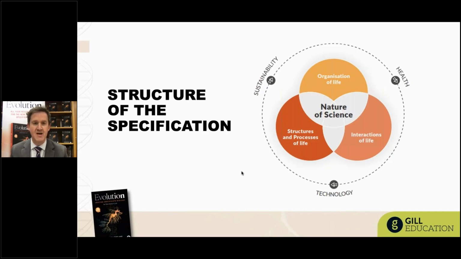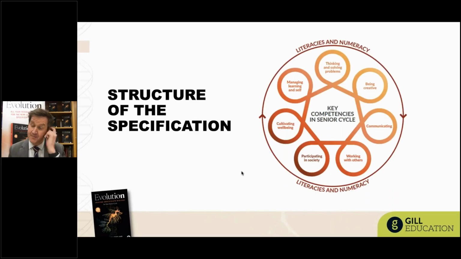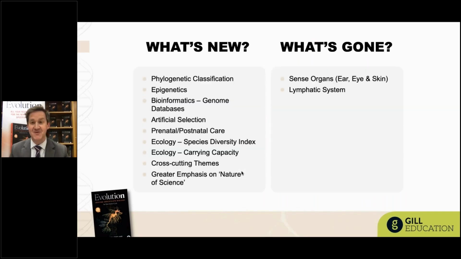It's also important to keep in mind the key competencies for senior cycle, because the students can be assessed on the content of the course, but they can also be assessed on these key competencies as well. So these are the things we're trying to develop within our students over the course of the 2 years. Whenever we talk about the structure of the specification, the most common question we get is, what's new and what's gone? So here's a slide on what's new and what's gone.